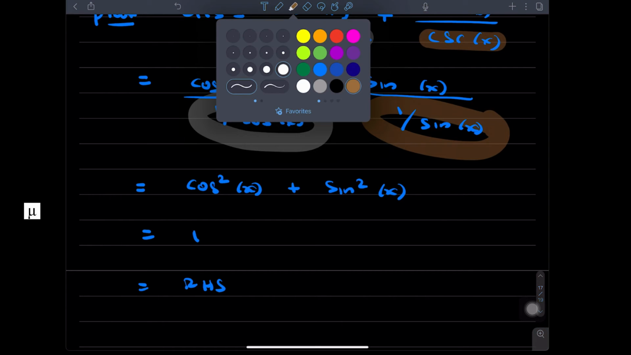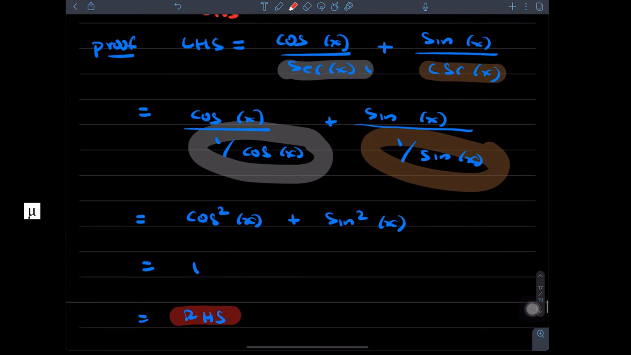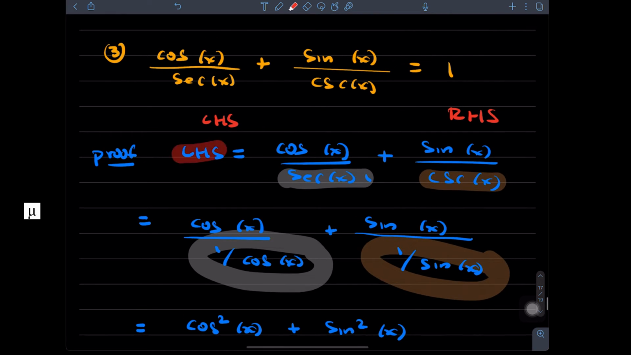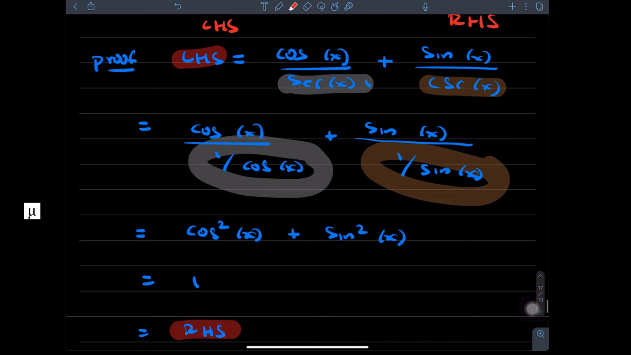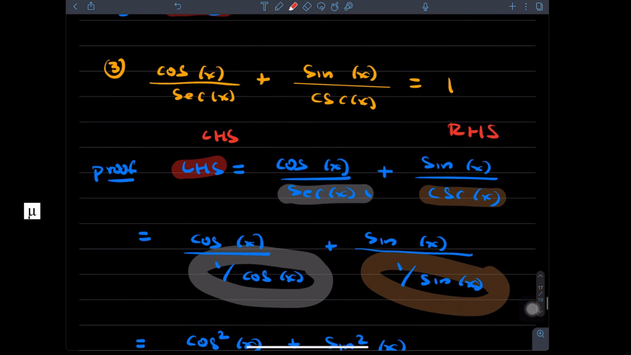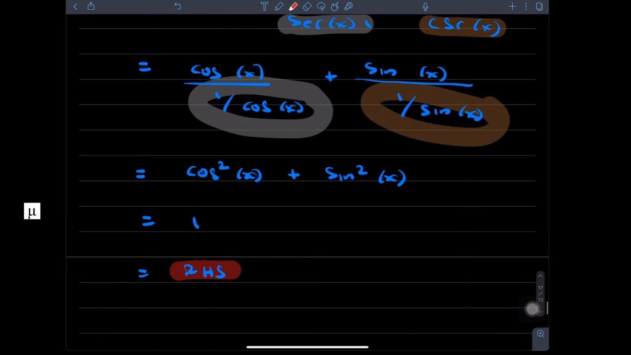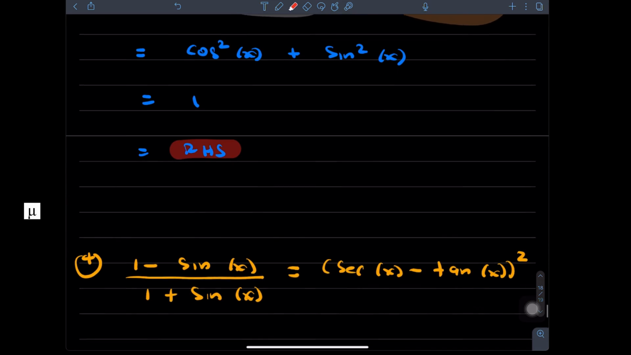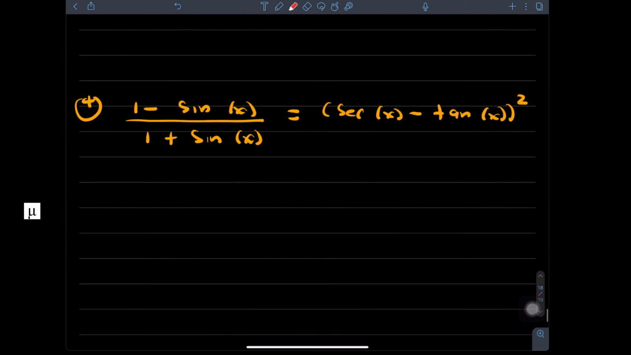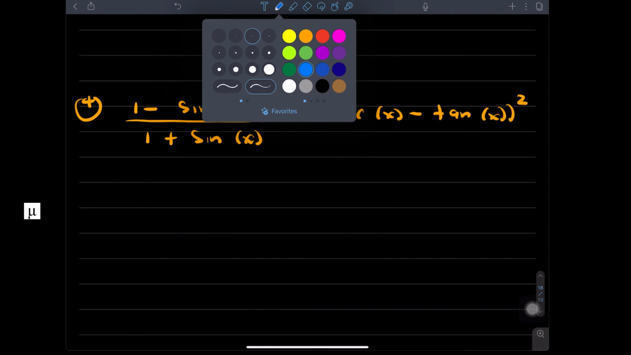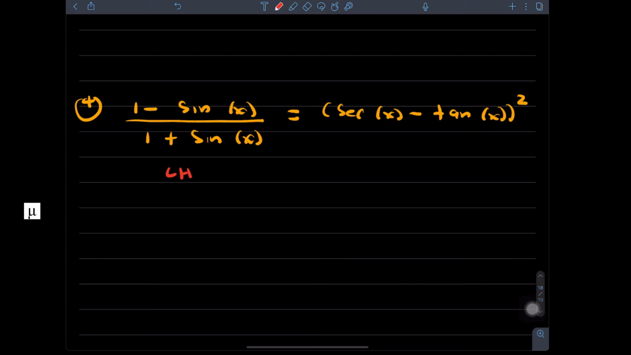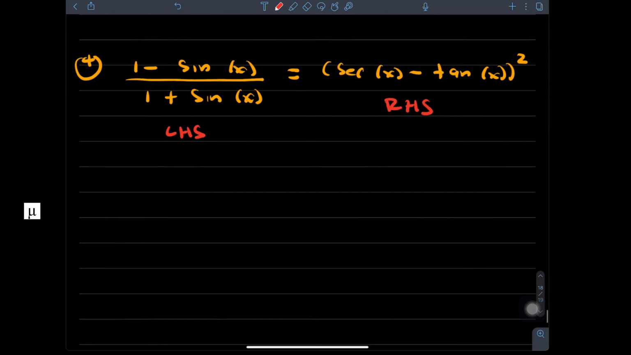So ladies and gentlemen, there you go. You show the left-hand side equals the right-hand side. So sure enough, it does equal 1. And then this one is a pretty good one, too. Left-hand side equals a what? Right-hand side.